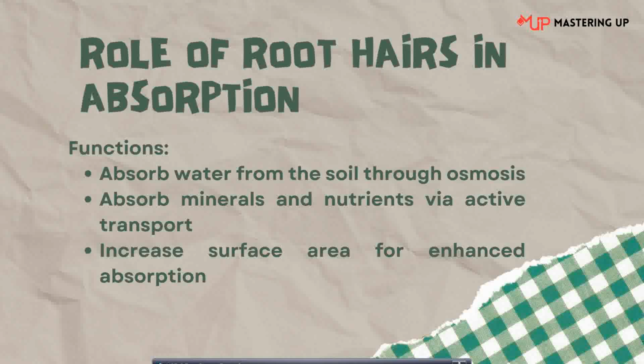They absorb water from the soil through osmosis. Osmosis is a process of transferring liquids from one point to another, transfer of solutions across a semi-permeable wall. That is osmosis, and they absorb minerals and nutrients via active transport. Active transport, in the sense that they need energy. So the first function is they absorb water from the soil through osmosis, and they absorb minerals and nutrients via active transport, and increase surface area for enhanced absorption, which we discussed.